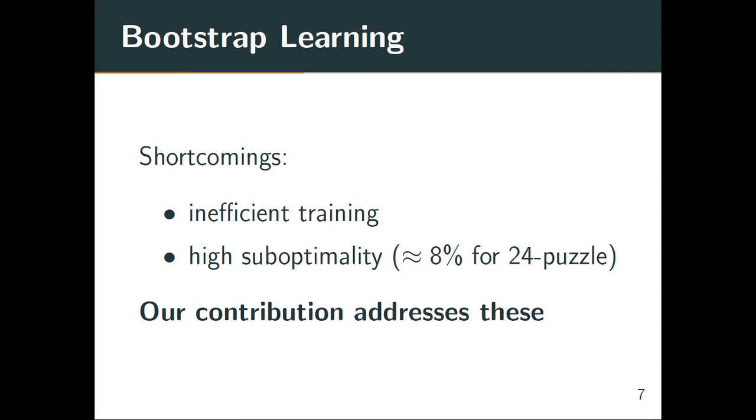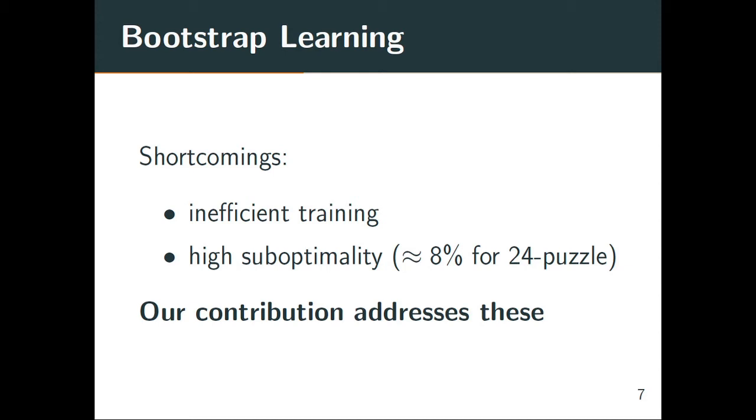The bootstrap learning approach is appealing because it does not require access to an upfront data set of plans for training. However, it has two major shortcomings. The first is that training under the approach is inefficient. This is because the procedure generates random training tasks, and in the beginning, when the heuristic is weak, it cannot solve these tasks in the given time limit. Therefore, much time is wasted trying to solve tasks that are not solvable with the current strength of the heuristic.